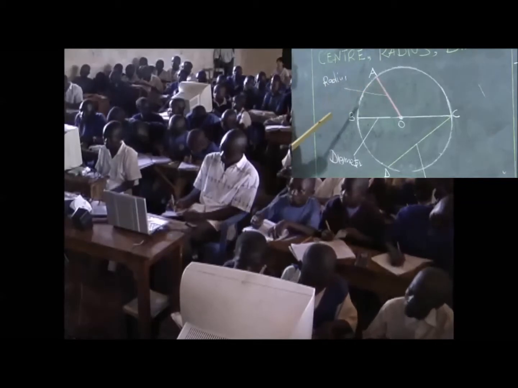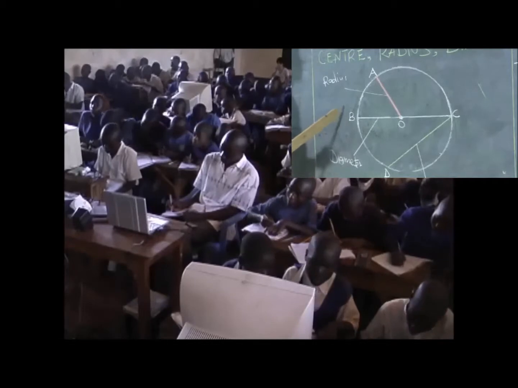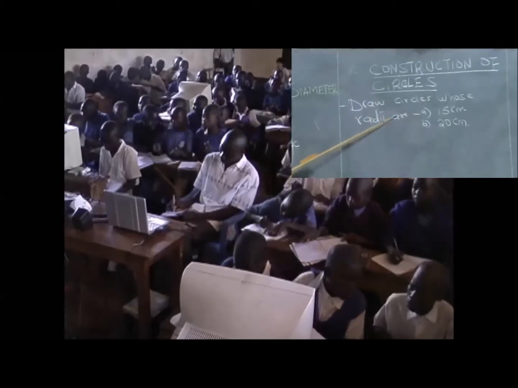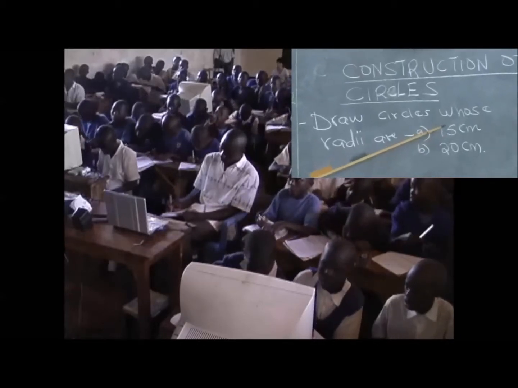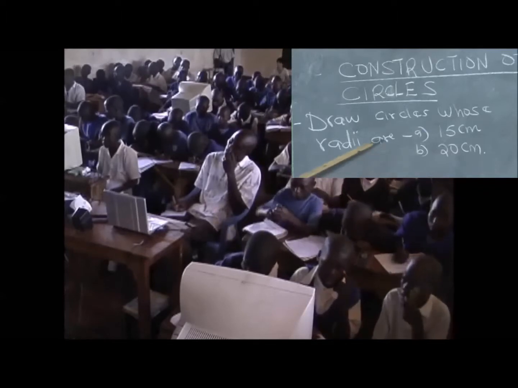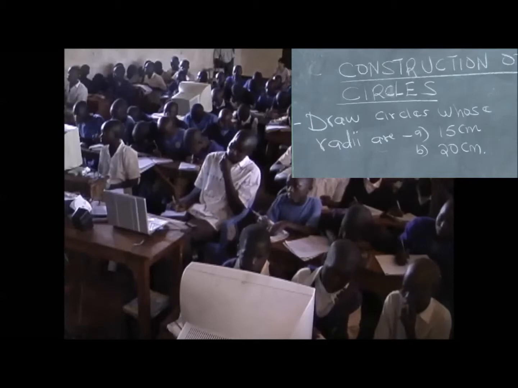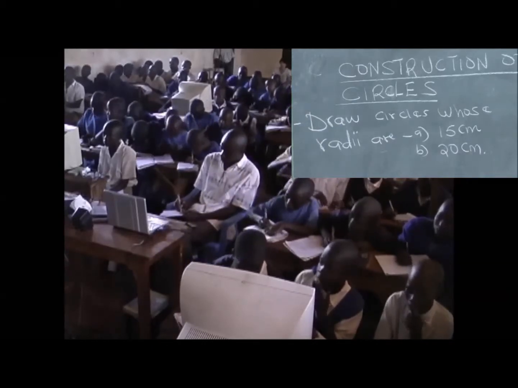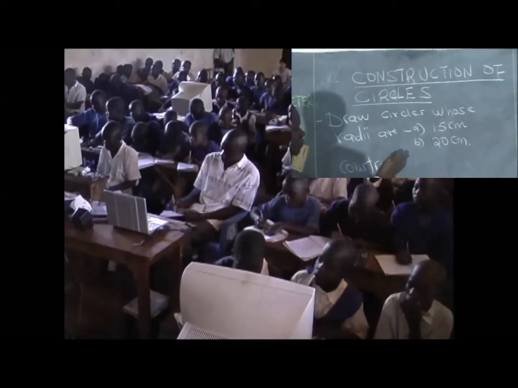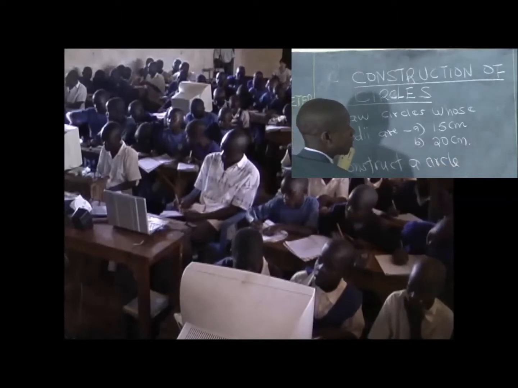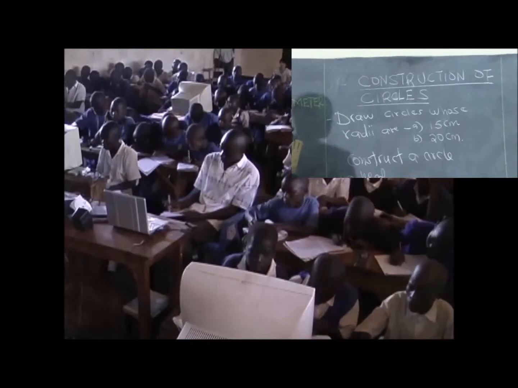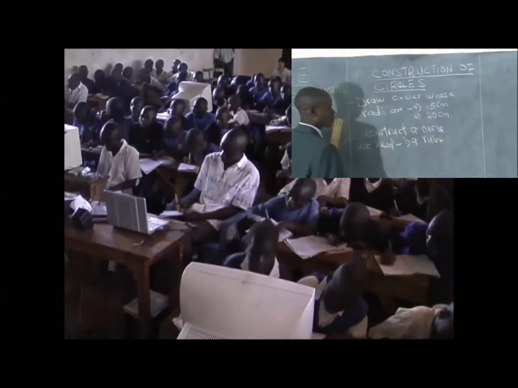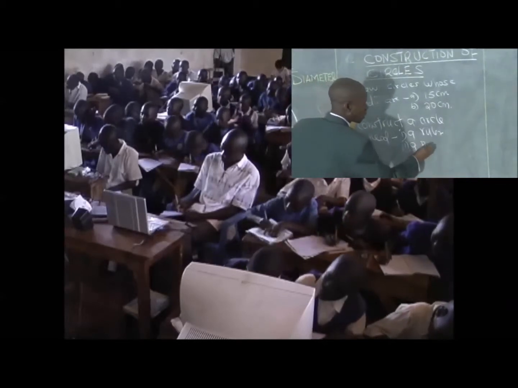Now, having known what the radius and the diameter are, today our main discussion will be on construction of circles. We are going to construct circles whose radii are given as follows. One, a circle whose radius is 15 centimeters. Two, a circle whose radius is 20 centimeters. To construct these circles, what do we need? One, a ruler. Two, a pair of compasses.